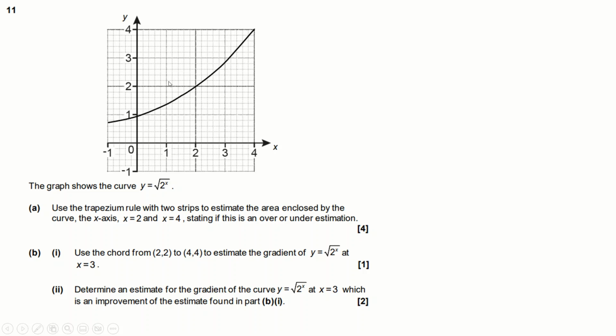Good. Question number 7. This is this curve here. Trapezium rule from 2 to 4 using 2 strips. So okay, from 2 to 4 using 2 strips is obviously this. So we have a distance of 1 between them. We have some trapeziums here.